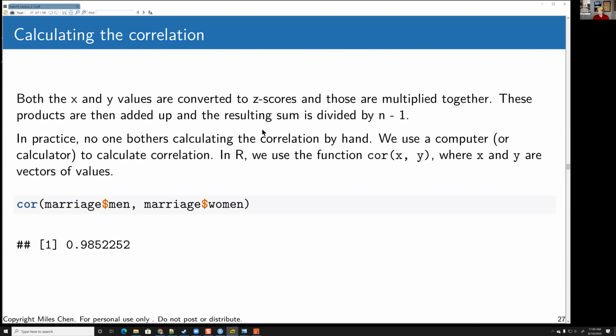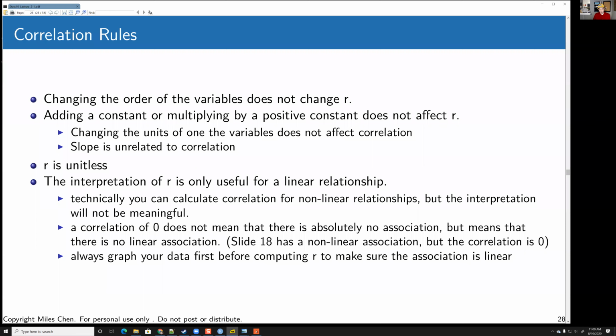So a correlation of 0 doesn't mean that there's no association, just that there's no linear association. You should always graph your data first before you compute R to make sure that the association is linear. Okay, so we have another question.